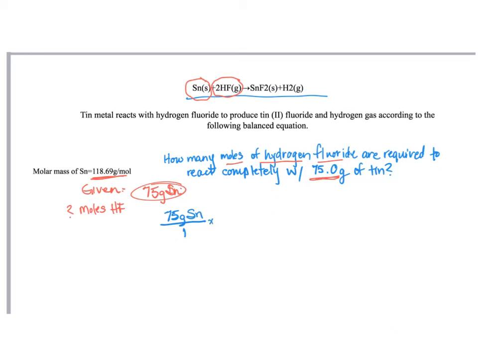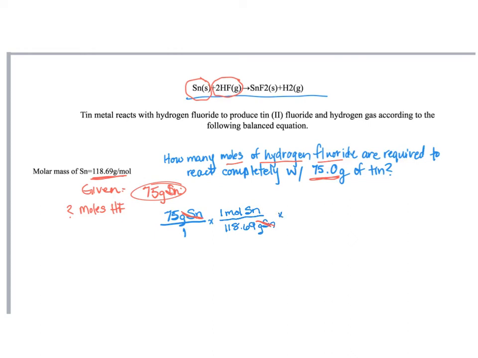So we're going to multiply times 118.69 grams per mole. And we want moles on top. So we're going to do 1 mole of tin is equal to 118.69 grams of tin, right? And now, look, we can cancel out grams of tin, and we're left with moles of tin. Now you can start the next problem down below, or you can just keep going with this.